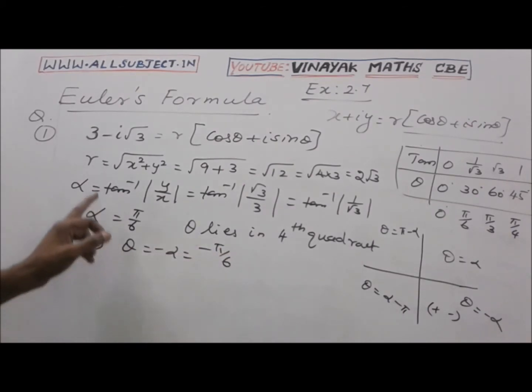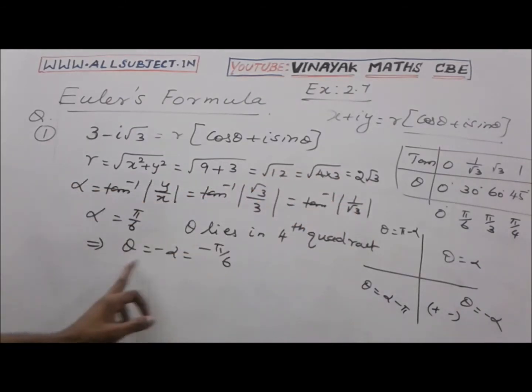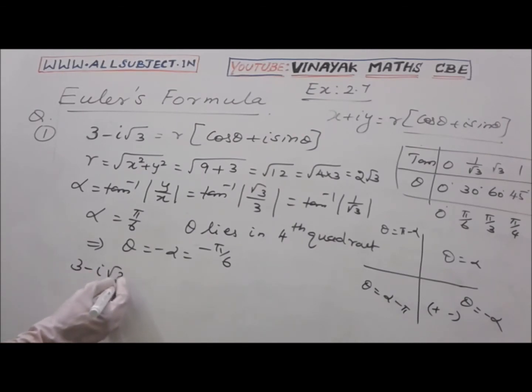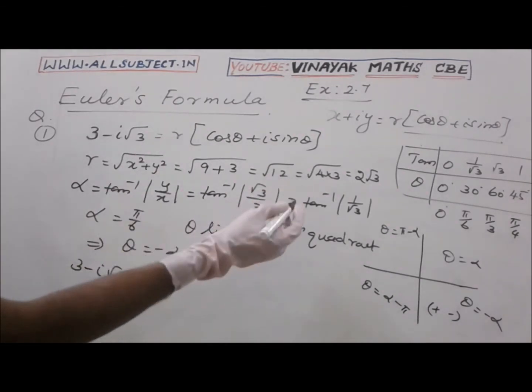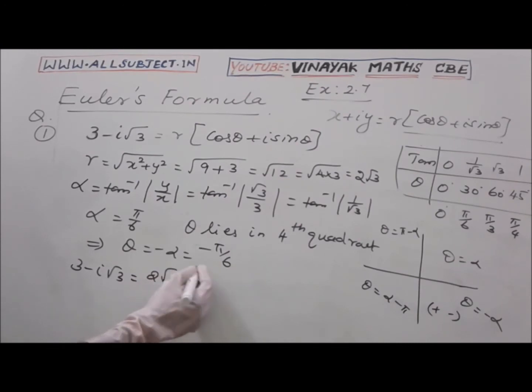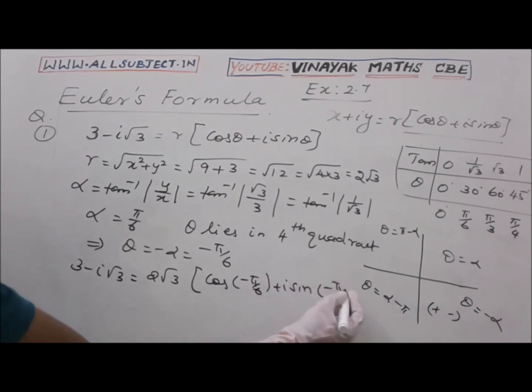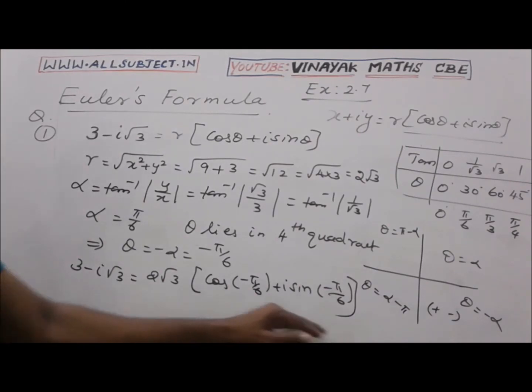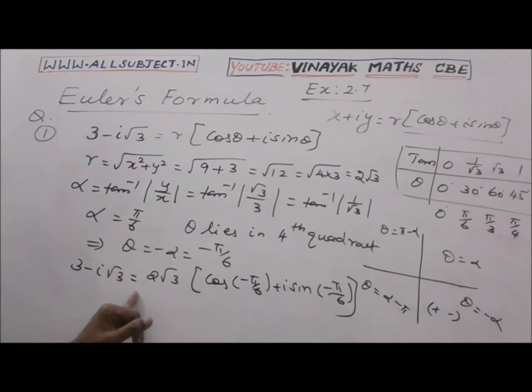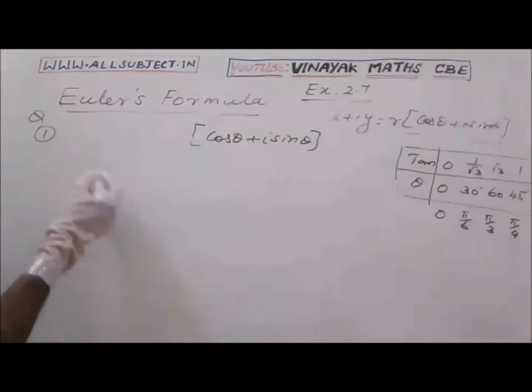So substituting r value 2 root 3 and the theta value minus pi by 6 in the above formula, 3 minus i root 3 equal to r into, r is 2 root 3, 2 root 3 into cos of minus pi by 6 plus i into sin of minus pi by 6. We can simplify this again, cos of minus theta is cos theta, sin of minus theta is minus sin theta, or we can leave it here itself.